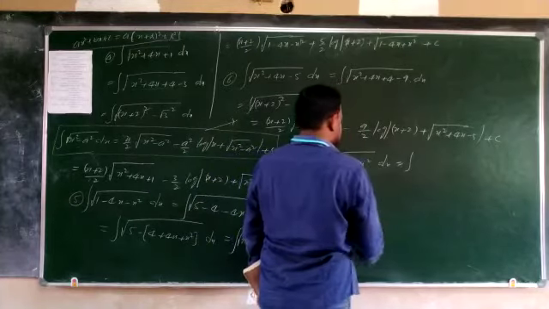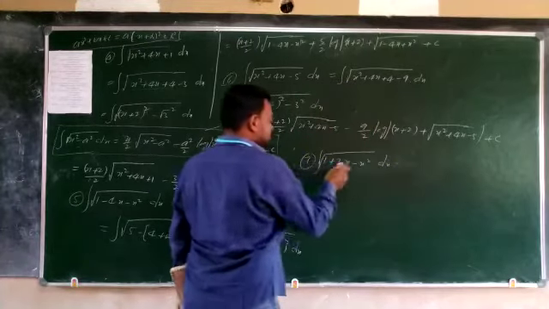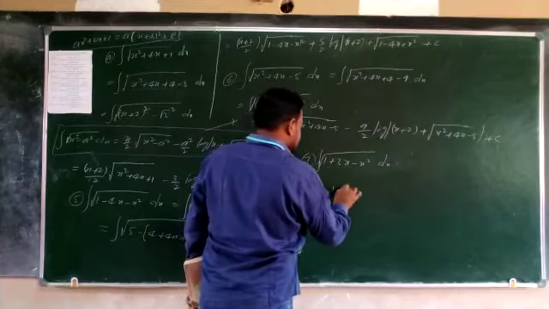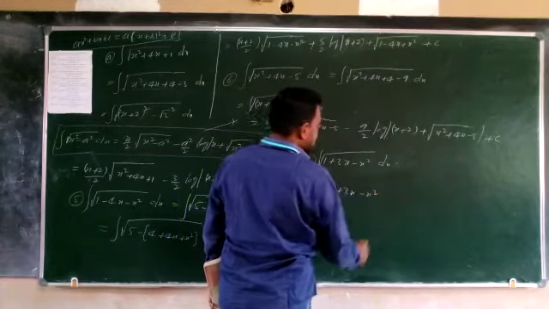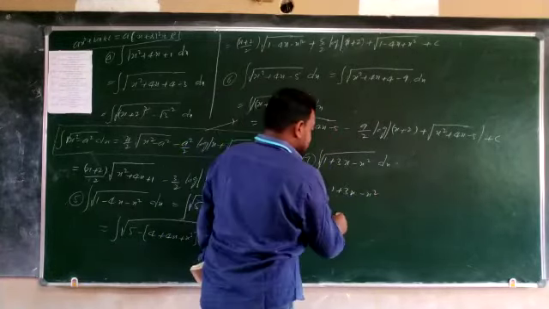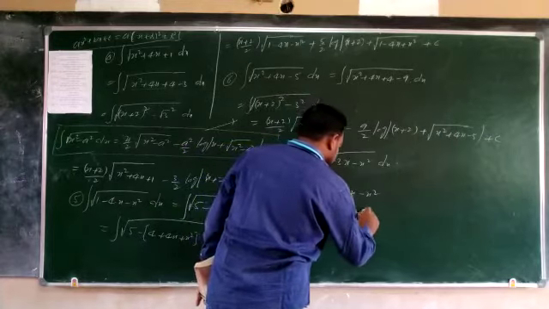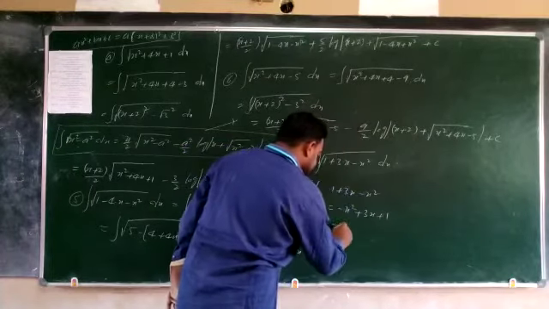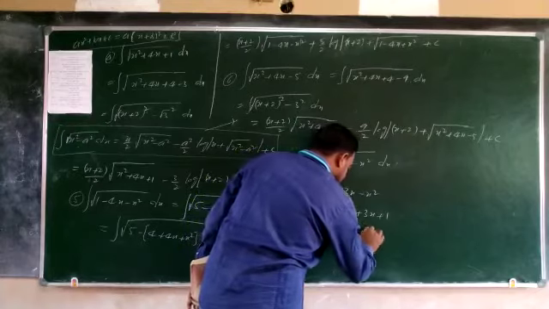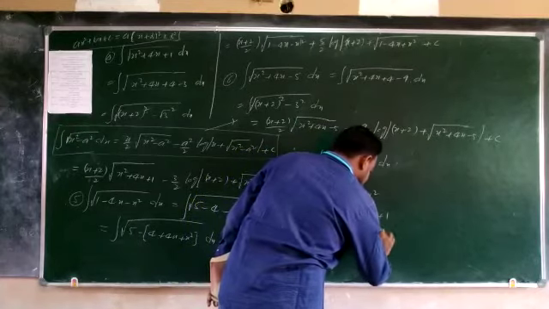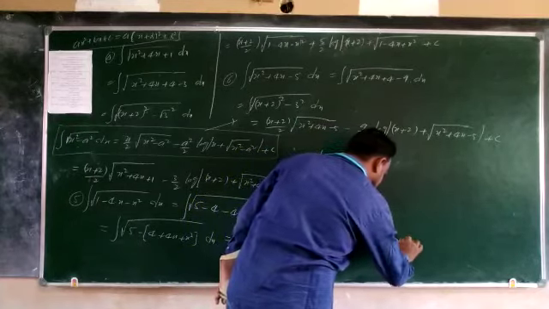This is equals to, first you see here. This one first of all I am converting. 1 plus 3x minus x square I am converting. So some small steps are there, you see. Minus x square plus 3x plus 1. Minus x square plus 2 into x into 3 by 2, I am writing.